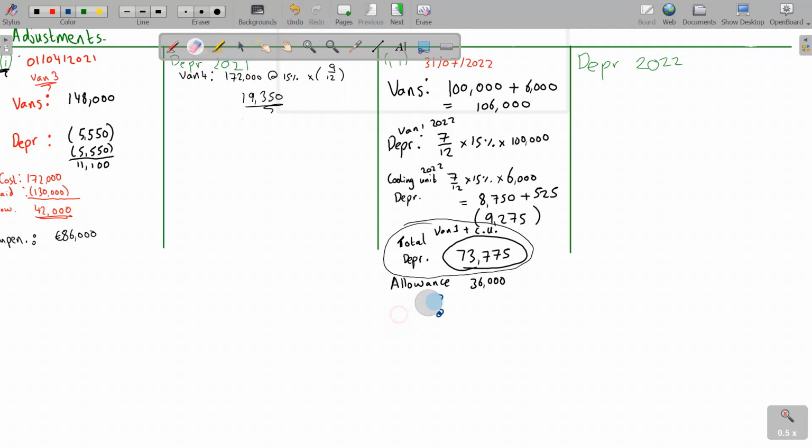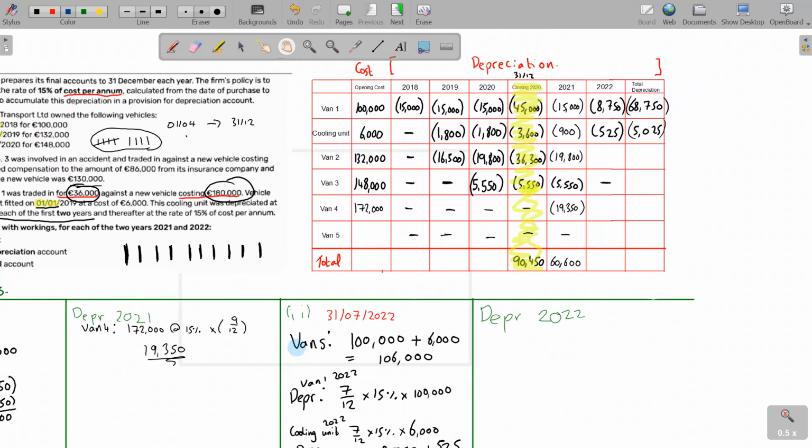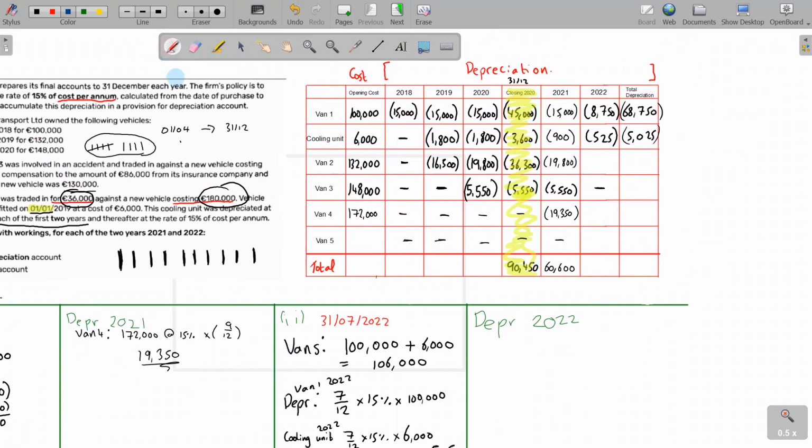So we have everything we need. Now we're going to have to do the full accounts. So was Van 2 touched for that year? No. So it accumulated the total amount of depreciation.